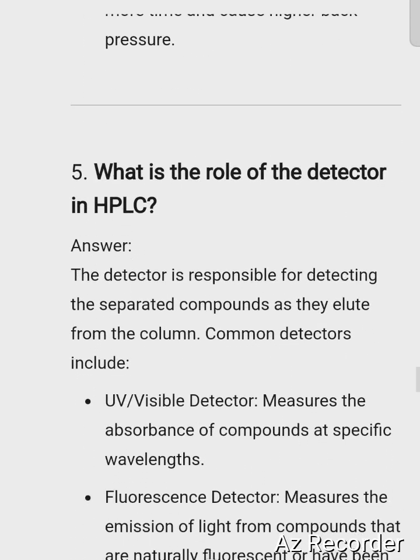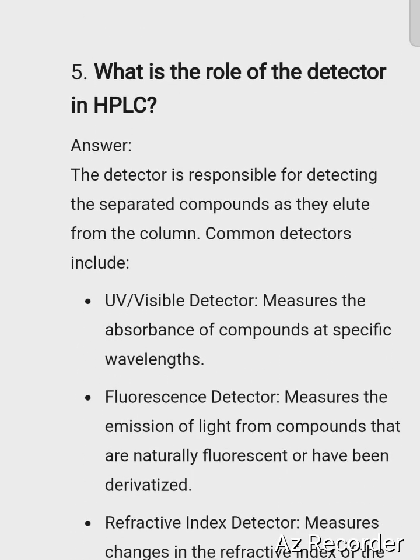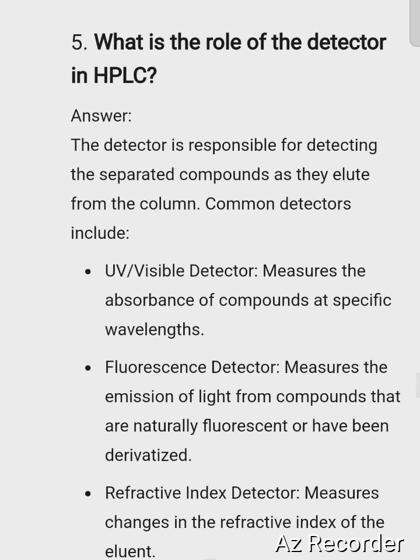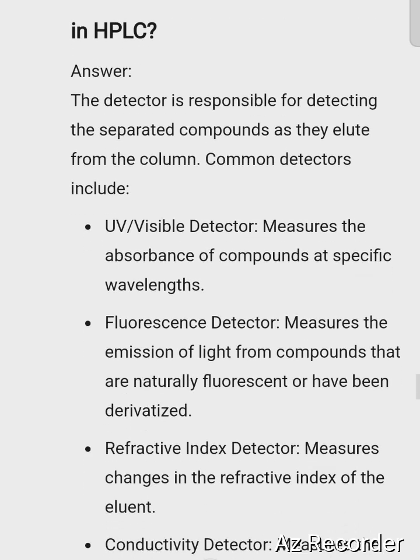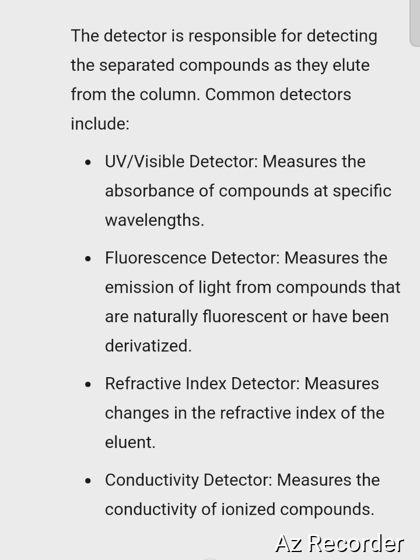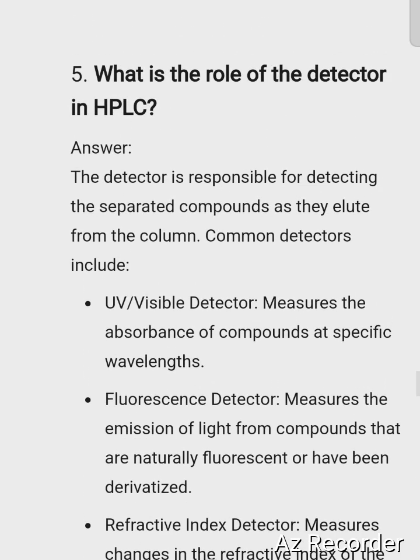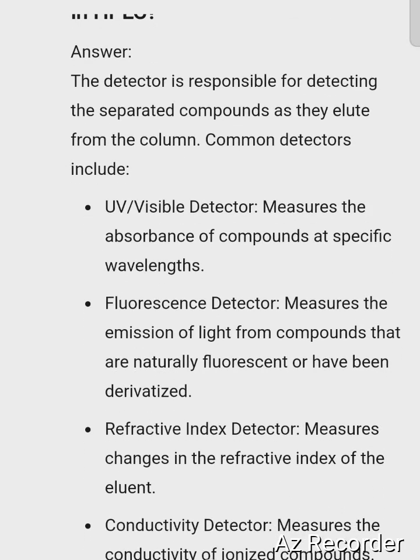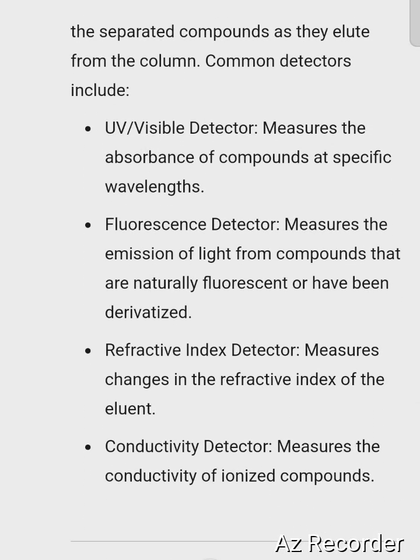Then the next question: what is the role of the detector in HPLC? The detector is responsible for detecting the separated compounds as they elute from the column. Common detectors include the UV detector, that measures absorbance of compounds at a specific wavelength. Then the fluorescence detector measures the emission of light from compounds that are naturally fluorescent or have been derivatized. Then the refractive index detector, that measures changes in the refractive index of the eluent, and the conductivity detector. So these types of detectors are there. Your answer should be like that: UV detector, fluorescence detector, refractive index detector, and conductivity detector.